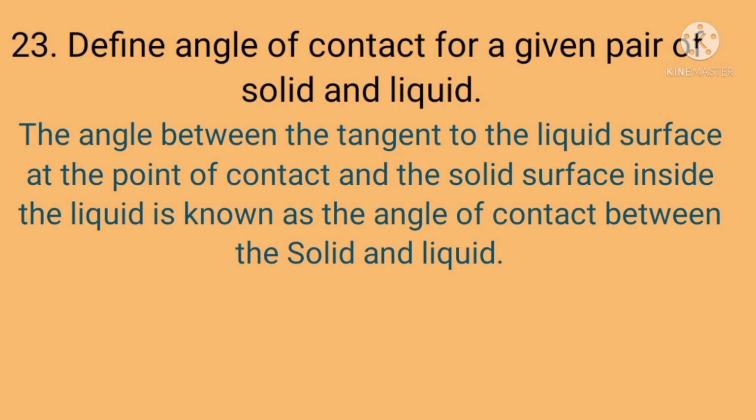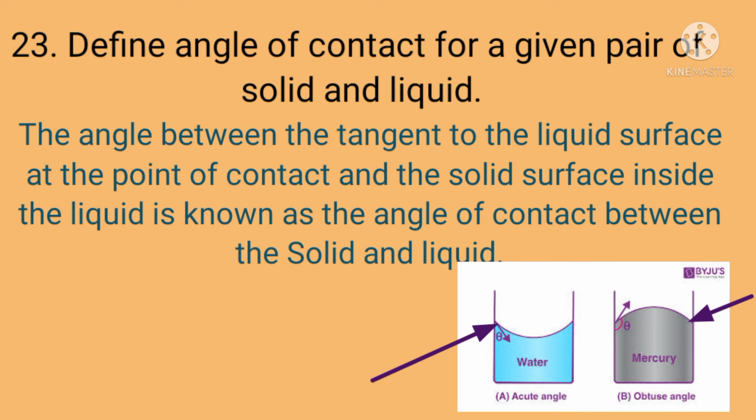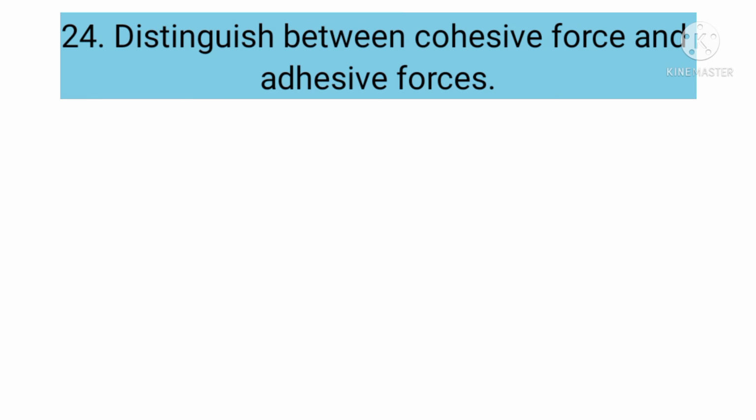Define angle of contact for a given pair of solid and liquid. The angle between the tangent to the liquid surface at the point of contact and the solid surface inside the liquid is known as the angle of contact between the liquid and solid.